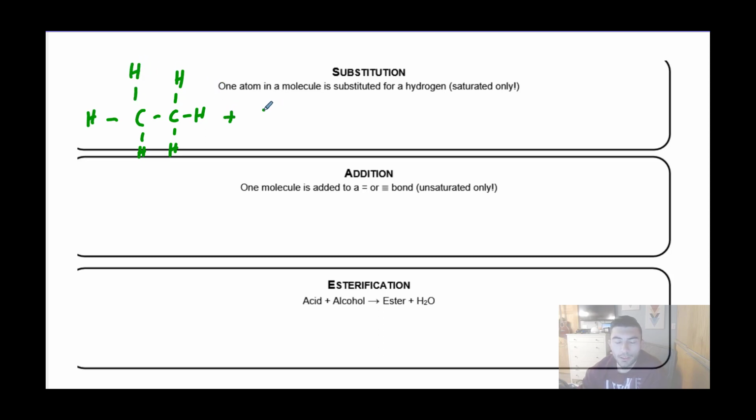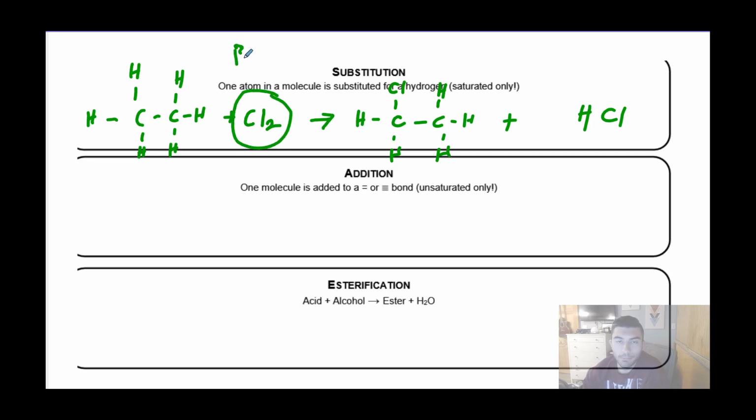Let's say we have Cl2. So I have a saturated hydrocarbon. The only way this reaction can go is substitution. All the carbons have the number of bonds they should be making. So one of the chlorine atoms in this molecule is going to substitute for one of the hydrogens that's already there. And we're going to create chloroethane. And then the other chlorine atom is going to bond to the hydrogen that was taken off and make HCl, right?